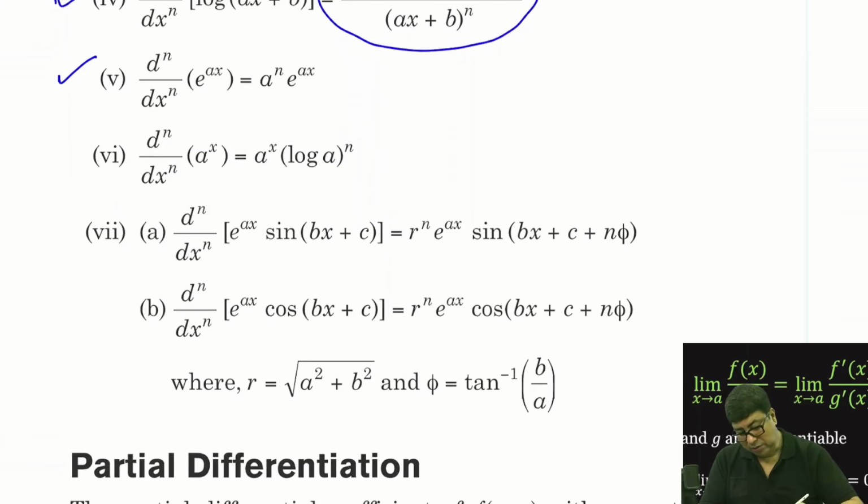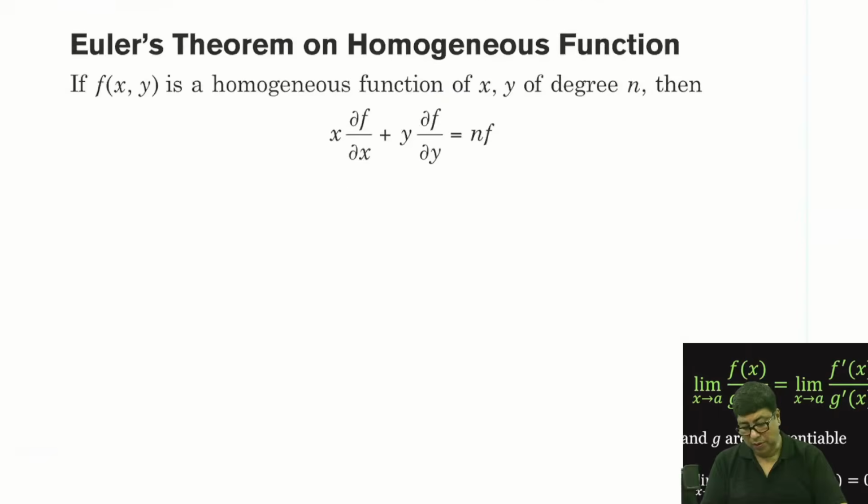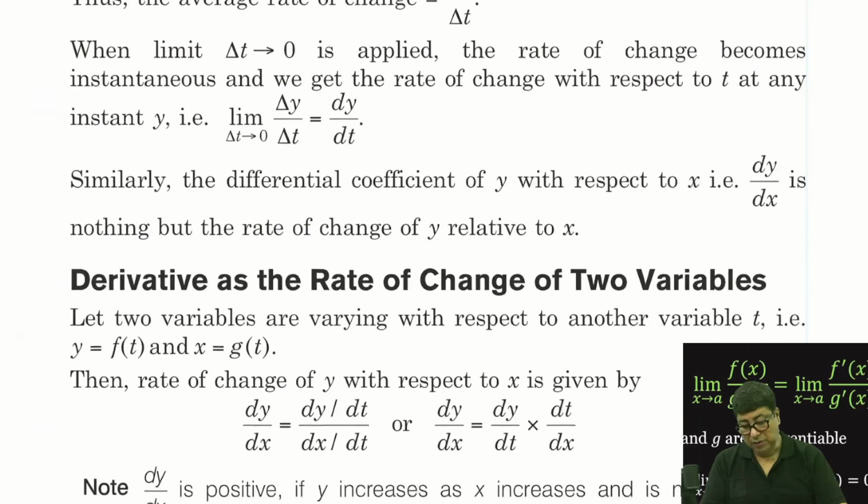And this is another problem, the nth derivative of e to the power ax sin(bx + c). This is a thing where r is root over a square plus b square. These are the only things which you have to keep in mind. I am not going into the partial. It is not partial and application of derivatives, everyone.